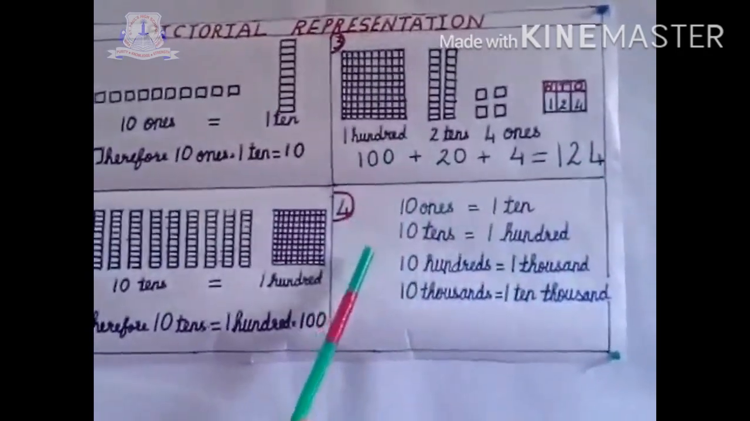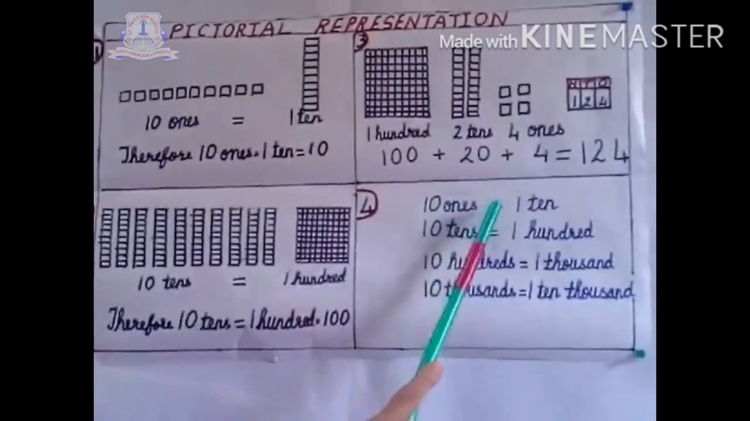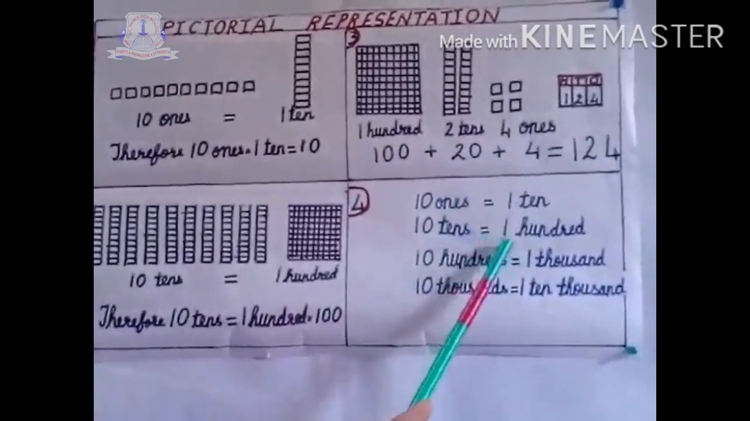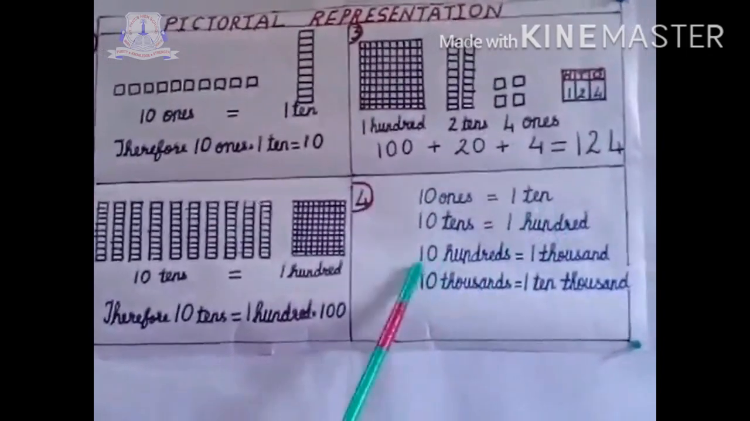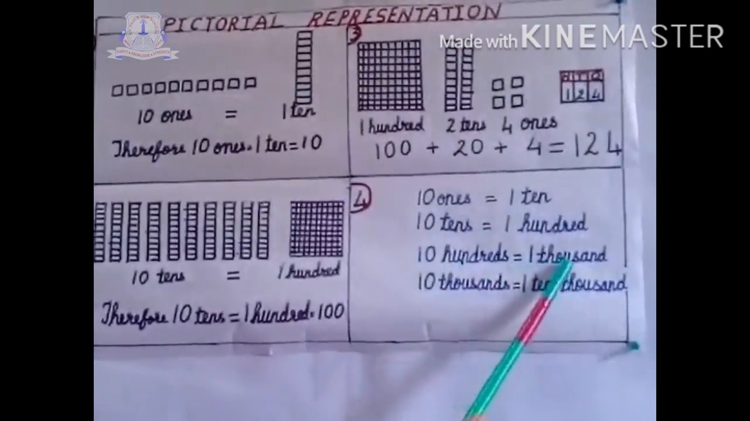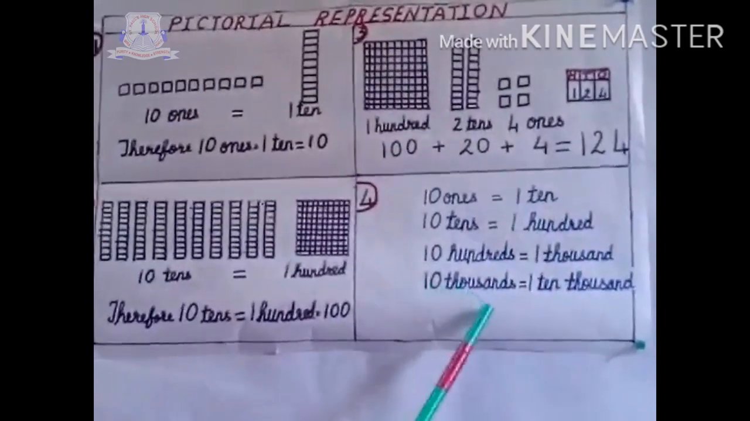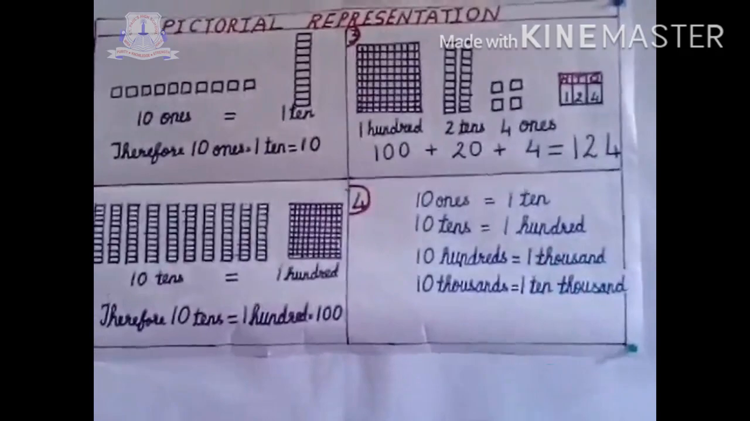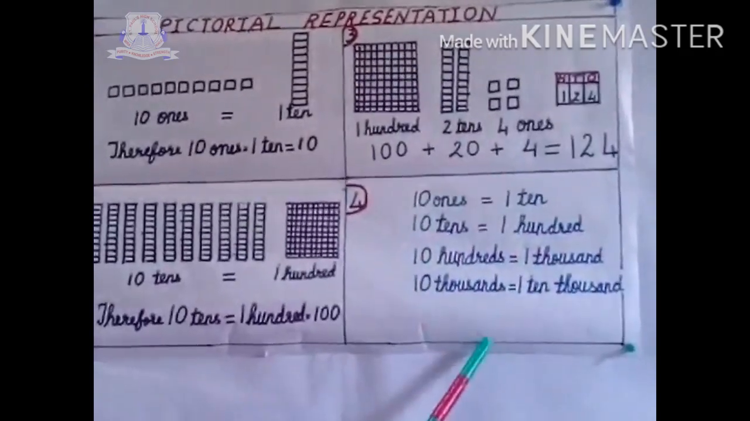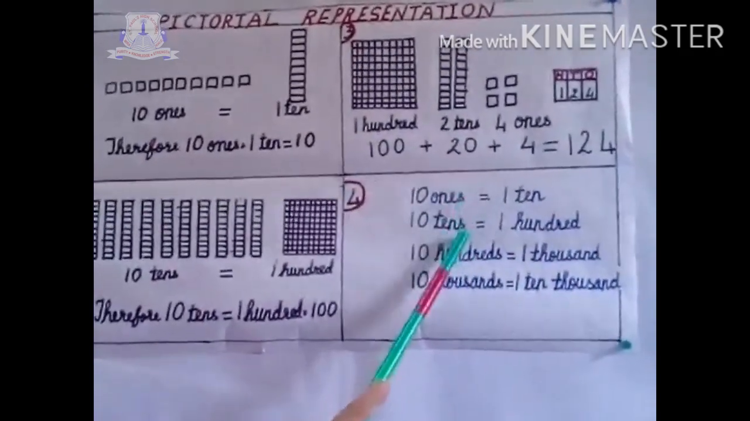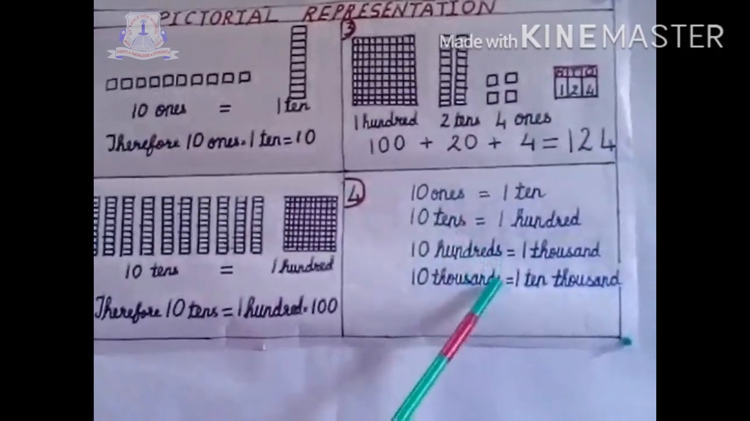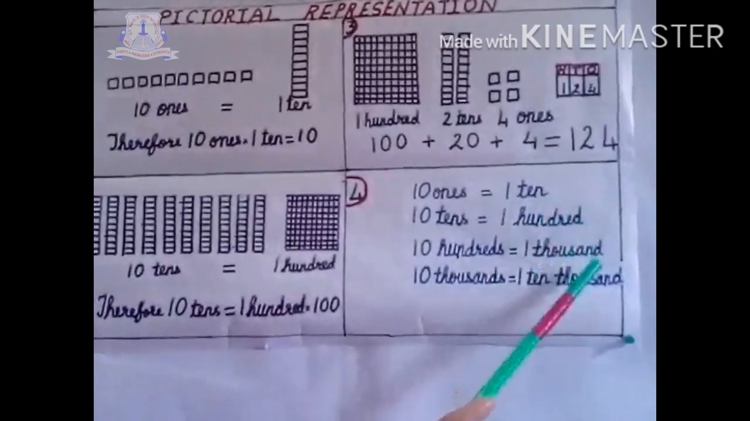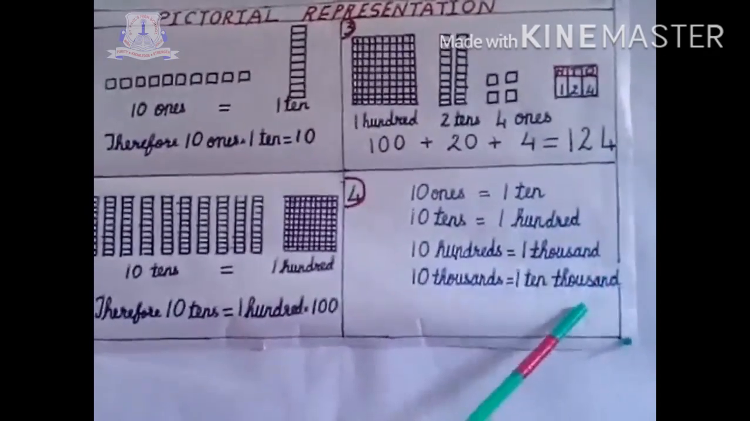Now look at the fourth part. 10 ones is equal to 10. 10 tens is equal to 100. 10 hundreds is equal to 1000. 10 thousands is equal to 10,000. Now look at this properly, children. Here it is ones, tens, hundreds and thousands. And this side there is 10, 100, 1000, 10,000.